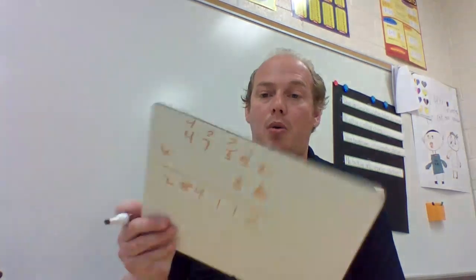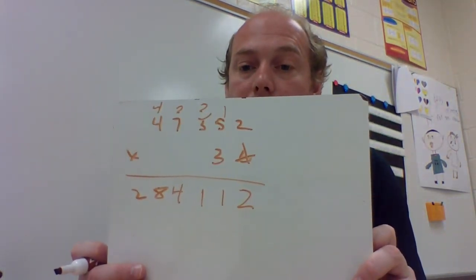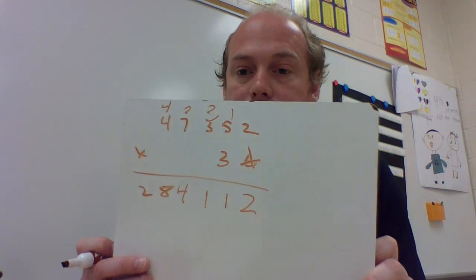2 times 6 is 12, carry the 1. 5 times 6 is 30, plus 1 is 31, carry the 3. 3 times 6 is 18, plus 3 is 21, carry the 2. 7 times 6 is 42, plus 4 is 44, plus 2 is 44, carry the 4. 4 times 6 is 24, plus 4 is 28. So, we're going to mark out that 6 to show that we're going to add a 0 below the 2, below the 1's place.